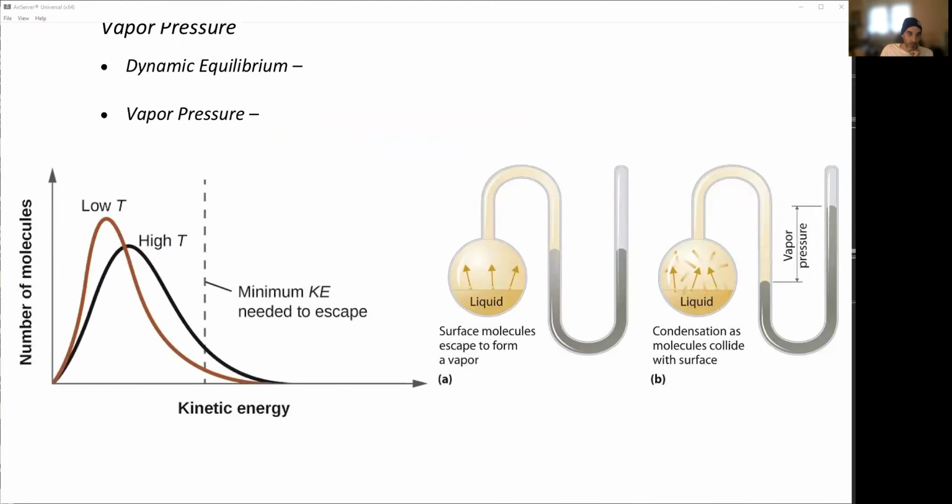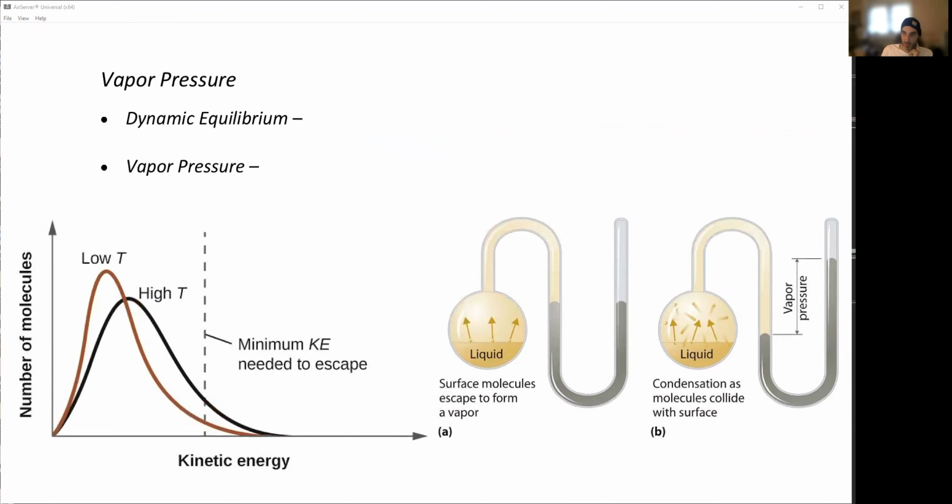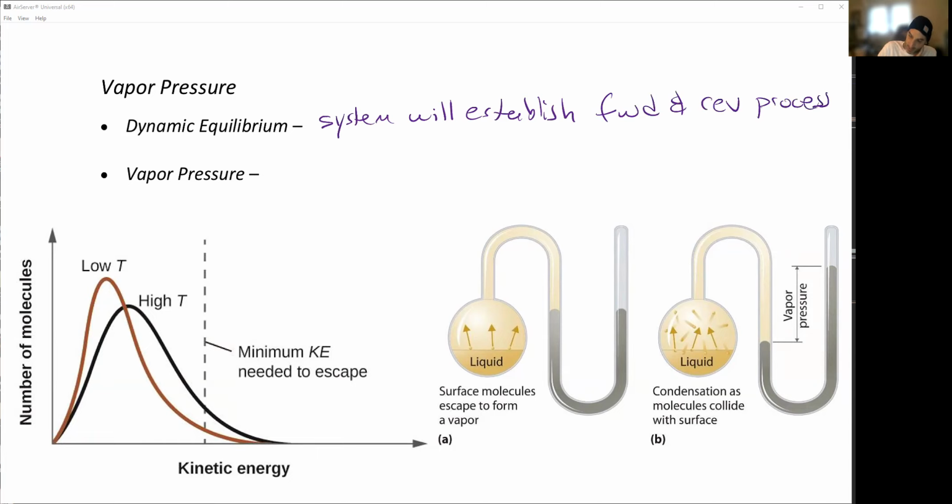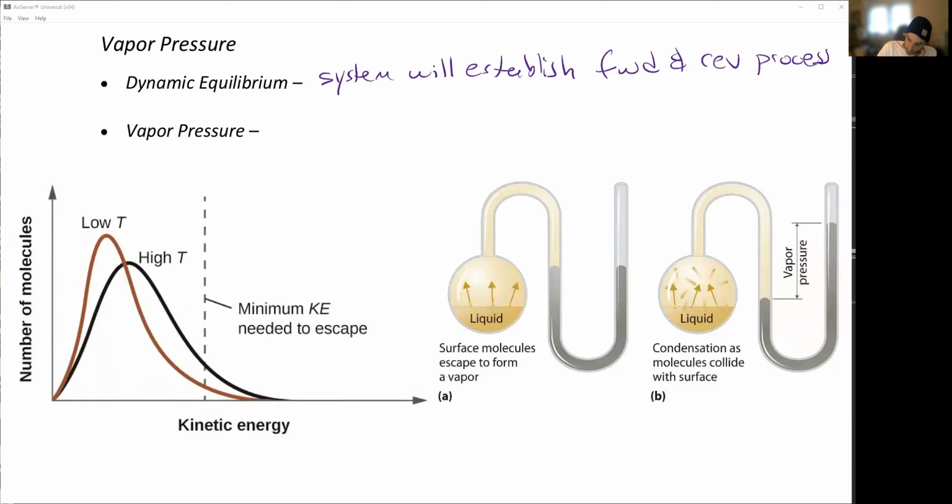So let's take a look at vapor pressure, because I mentioned it above when we talked about boiling, but let's talk about what vapor pressure actually is, because this does play a major role in this. So first of all, dynamic equilibrium. And this is the first time we're going to see equilibrium, but it's always going to be the same idea. The system will establish a forward and reverse process at equal rates.